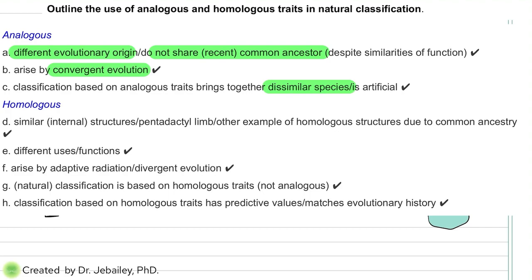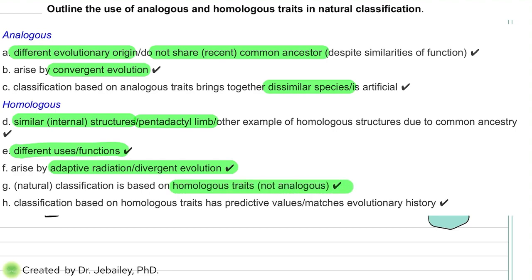Homologous, on the other hand, have similar structures, and we talk about pentadactyl limbs, but they have different functions. This is adaptive or divergent evolution. You can talk about homologous traits, in this case the pentadactyl limb, and homologous traits have predictive value and match evolutionary history. You can also say they have a common ancestor, which is right here. That means their evolutionary history is common and similar. So this is the difference you can give.